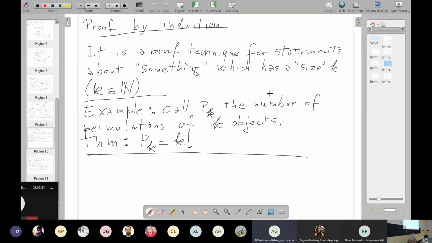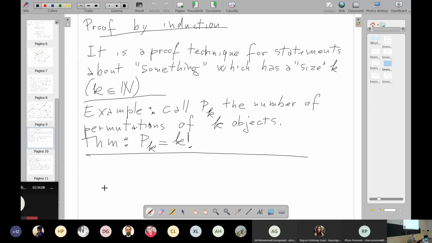Okay, so we want to prove something. This is the typical example. I want to know how many permutations I have if I have k objects, in how many different ways I can put them in a row, in a queue, okay, and my theorem, my statement is this number p of k is k factorial.